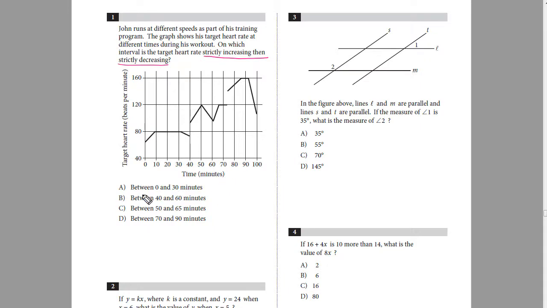So now let's look at the options. So between 0 and 30 minutes. In the graph we have time on the x-axis, and on the y-axis we have target heart rate. From 0 to 30 minutes, it is increasing, but it is not decreasing, it is remaining constant. So this is the wrong option.